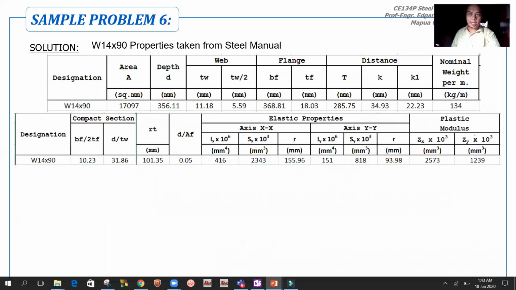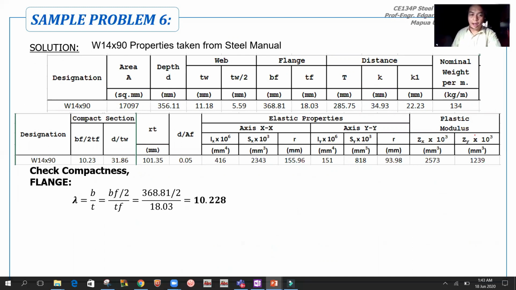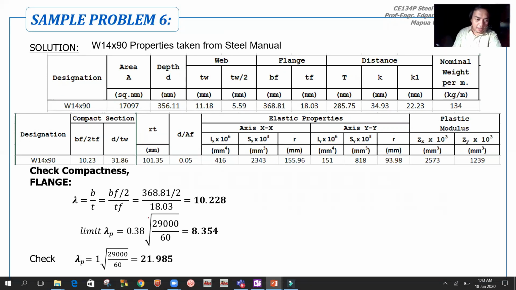So yan yung properties. So unang gagawin is check the compactness. How? I-check ko yung flange kung compact using the formula of lambda. Tapos ko-compare ko siya sa lambda limit, yung lambda p. Okay, so greater than siya sa lambda p, no? So i-check ko rin sa lambda r. This should be lambda r. So I stand corrected. So this should be lambda r.